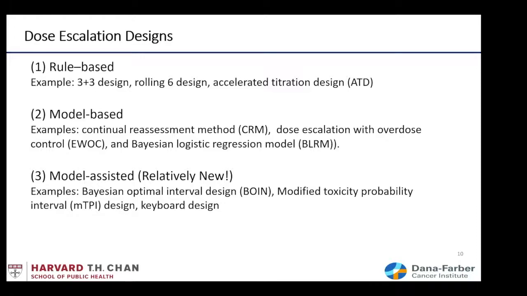The last class is model-assisted designs. This is a relatively new class, with examples like the Bayesian optimal interval design, modified toxicity probability interval designs, and keyboard designs.